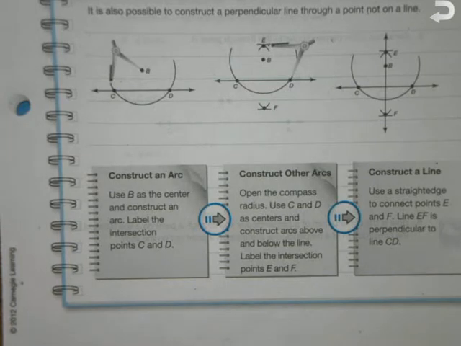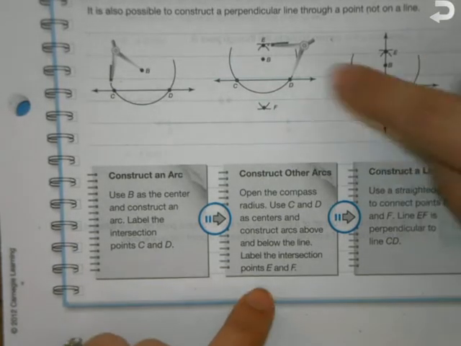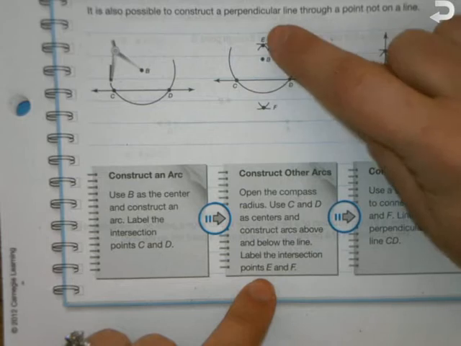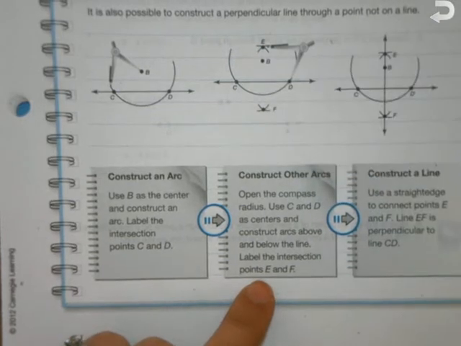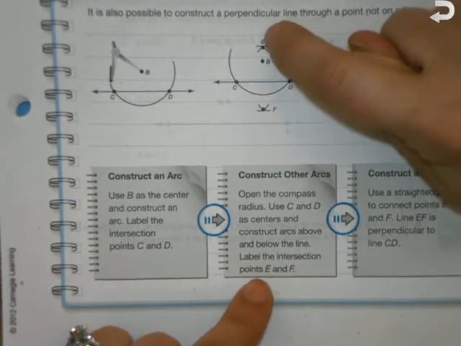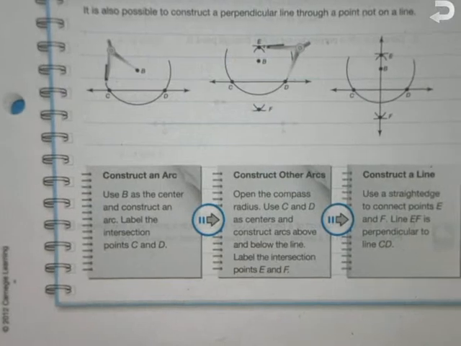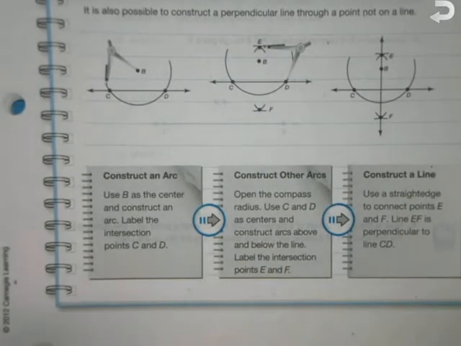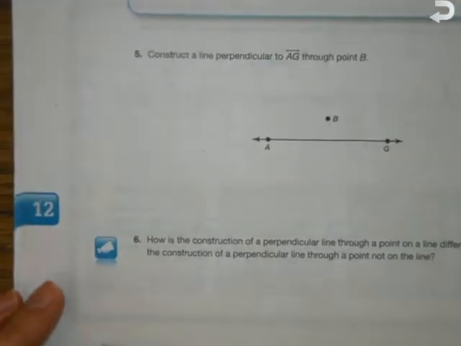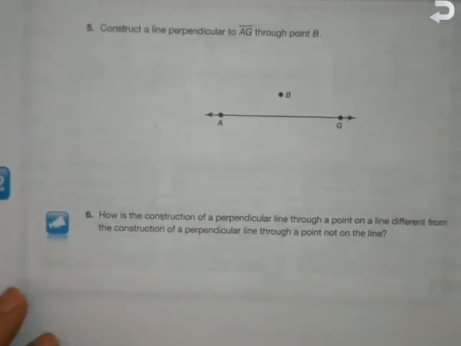Then we're going to do something very similar, and we're going to open the compass radius and construct arcs above and below the line, and they will line up exactly with the point B, so then we can draw a line through them. It's very similar to what we've already done. So let's try that out on number 5. So turn your page, and we're going to try it out on number 5.